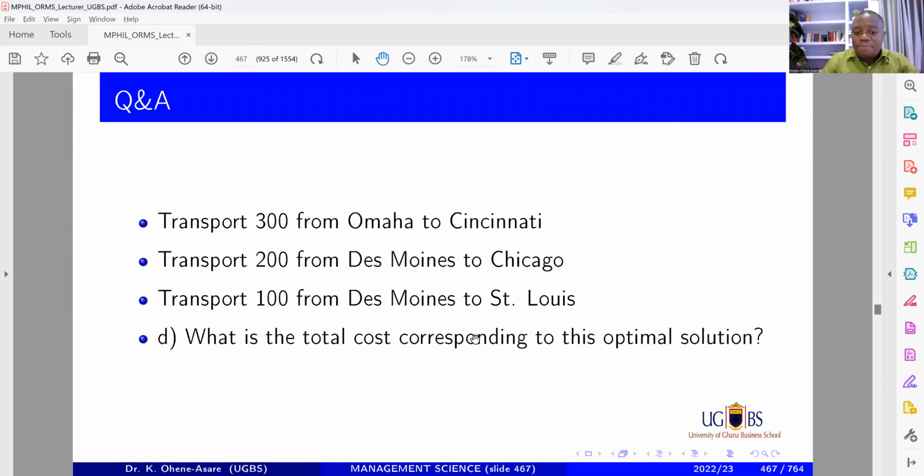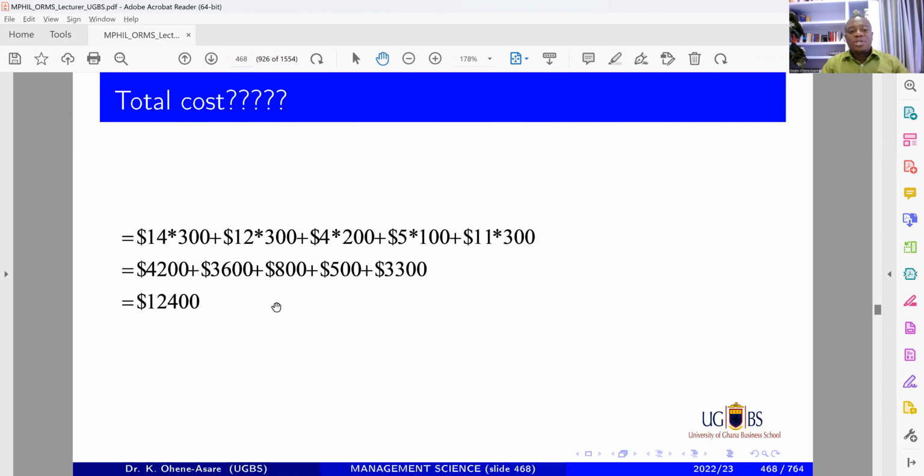And then regarding the optimal solution, the total cost. The total cost is just taking these numbers, these 300, this 200, this 300, and the previous two 300s, and multiplying them by their respective coefficients. When you do that, you see this 300 respective coefficients, 300, 300, 200, 100. And then when you multiply them by their respective coefficients, you are now going to get this. And that will give you a minimum cost of 12,400.